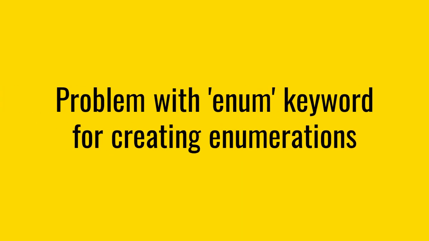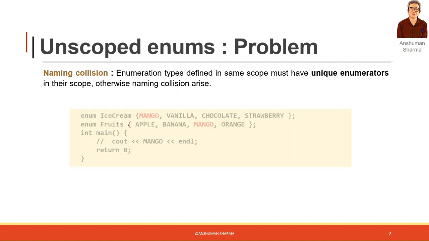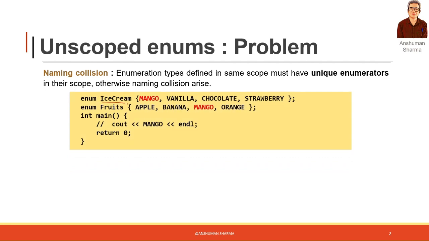Now we have discussed the use of the enum keyword, or enumeration type, that is used for creating a user defined type. These enumerations had enumerators as their values, which were simply named constants representing integral constants. The issue was, if we have two different enumerations, like ice cream and fruits, and both have the same enumerator, like mango is there and mango is here.